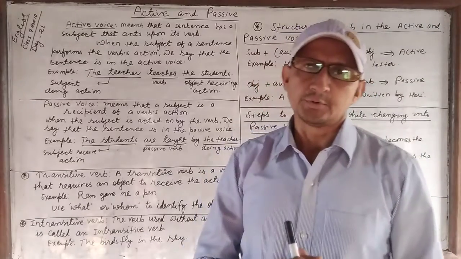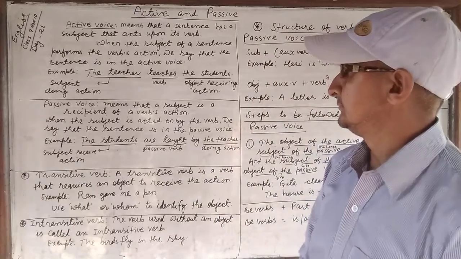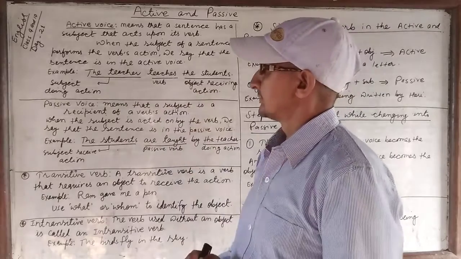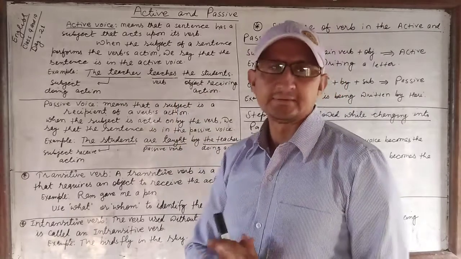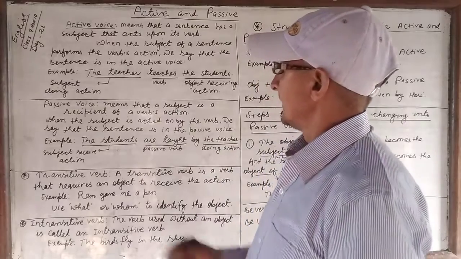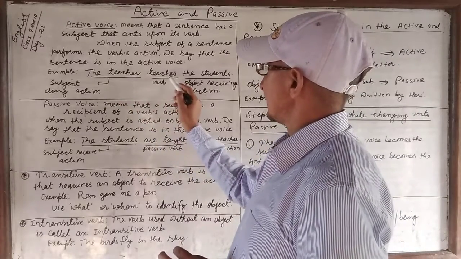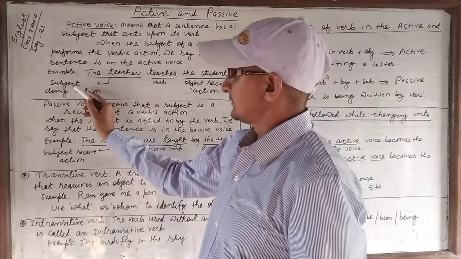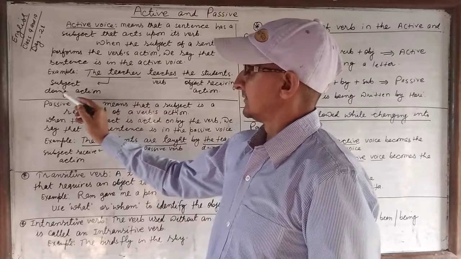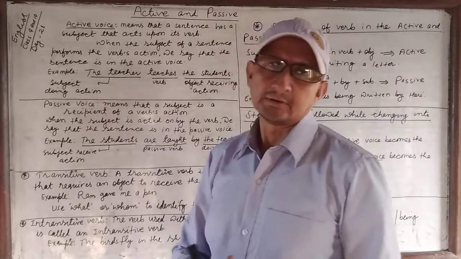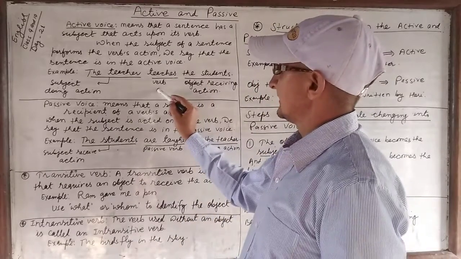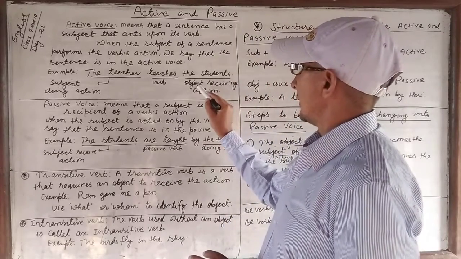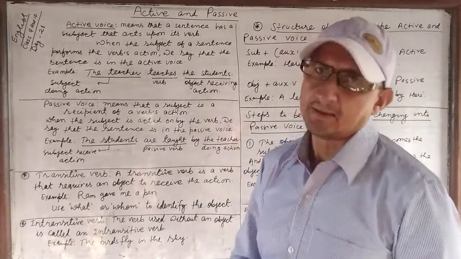Let's know this with the help of one example. The example is: the teacher teaches the student. This sentence is in active voice. The teacher is the subject, teaches is the verb, and the student is the object. In this sentence, the subject performs the action, the subject is doing the action, and teaches is the verb in active voice, and the student, the object, is receiving the action.